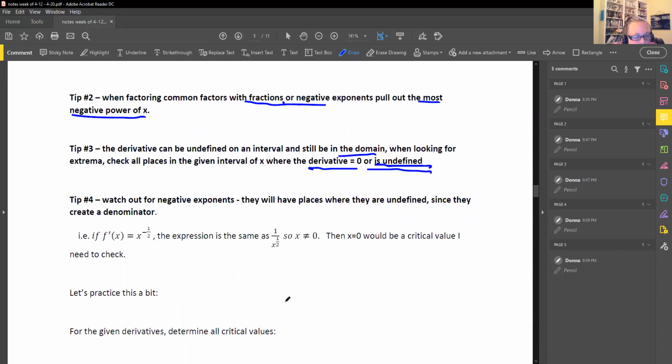Tip number 4, watch out for negative exponents. We just talked about they'll have places where they're undefined since they actually create a denominator. So for example, x to the negative 1/2 really means 1 over x to the 1/2 or 1 over the square root of x. So x can't be 0 because you can't divide by 0. But watch for those negative exponents, okay? All right.